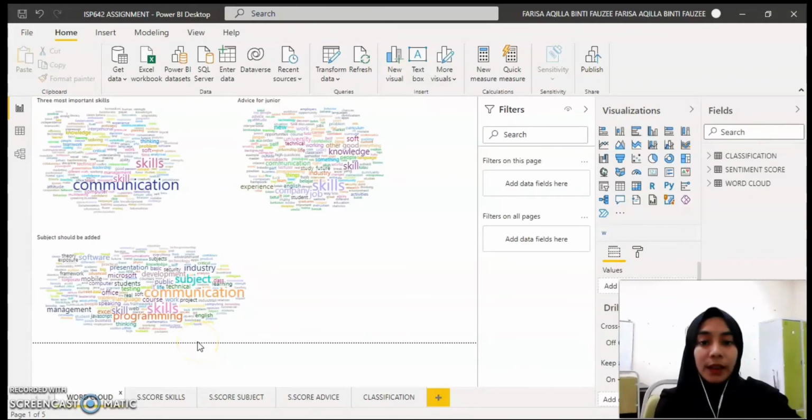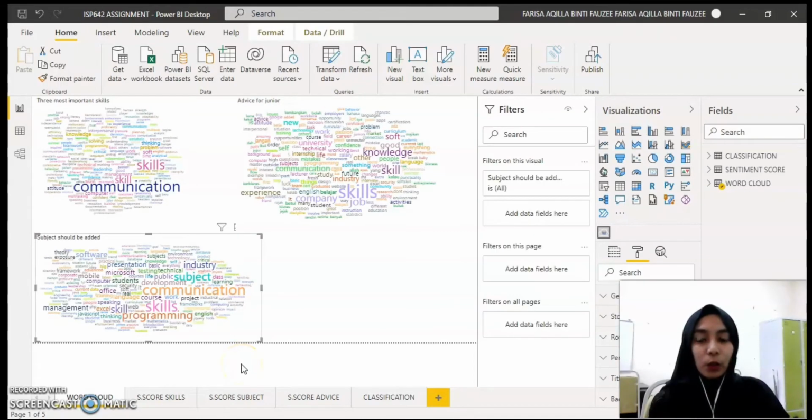The second analysis is word cloud. Word cloud is a visual representation of the frequency of words. The more frequent the word appears, the larger the word is going to appear in the word cloud. It is also used to identify the focus of written material. This is the dashboard for the word cloud analysis for three different aspects.